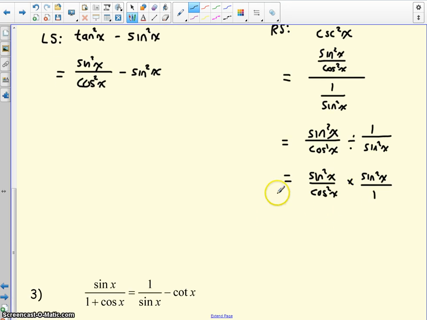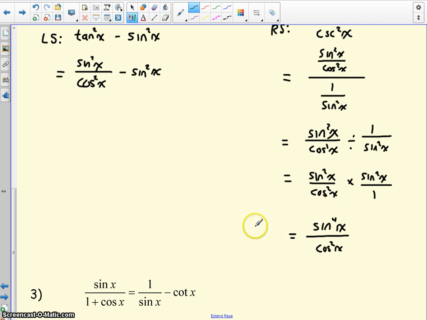Okay, so when I do that, all that's left to do when you're multiplying fractions is multiply the numerators, multiply the denominators. The denominator is easy. I have cos squared x times 1, which is cos squared x. Okay, for the numerator, I have sine squared times sine squared. Well, remember I'm multiplying powers of the same base, I add the exponents. This gives me sine to the 4th power of x. So it's sine x all to the power 4. Okay, so this is about as simplified as I can take it for now.